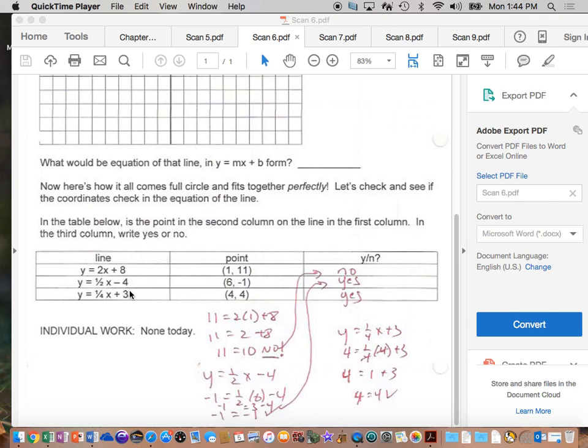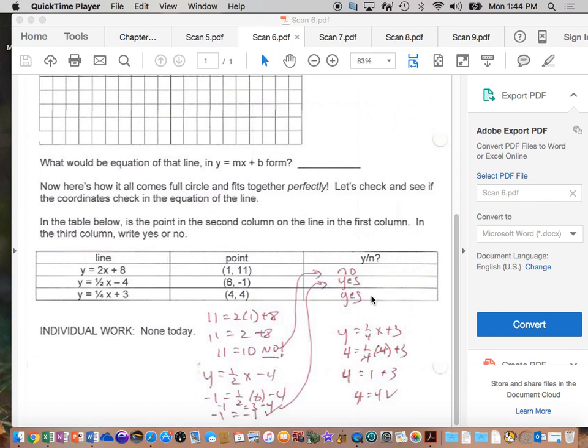All right, so now we go to the third one. Here's the line y equals 1/4 x plus 3. Is the point (4, 4) on that line? So I write the equation, plug in a 4 for y and a 4 for x. Does 4 equal 1/4 of 4, which is 1, plus 3? Does 4 equal 1 plus 3? Yes, it does. So is it on the line? If it doesn't check, no. If it does check, yes.